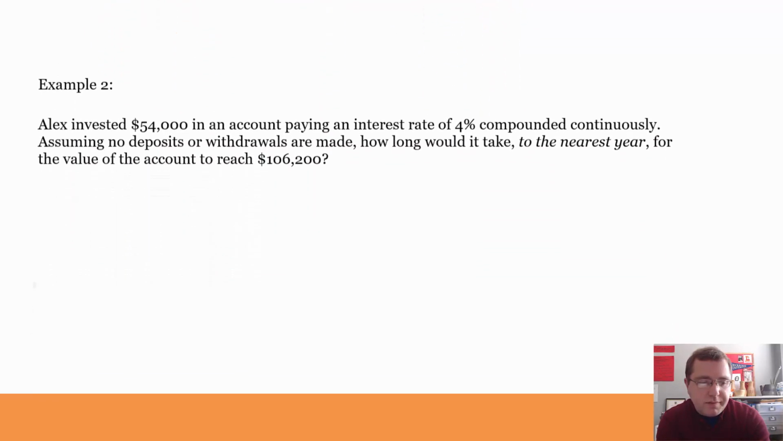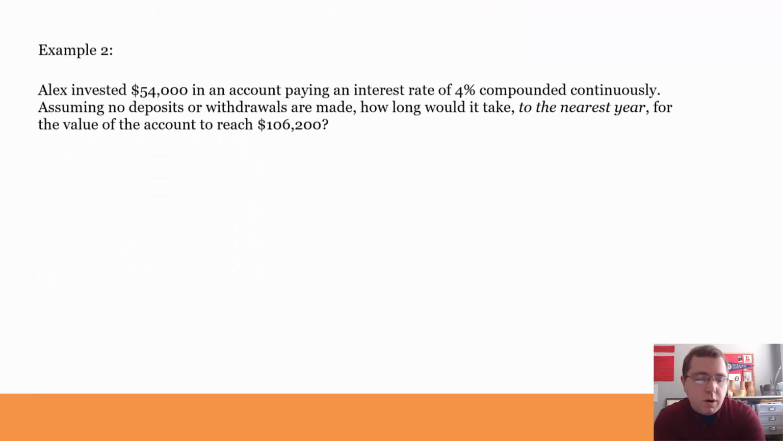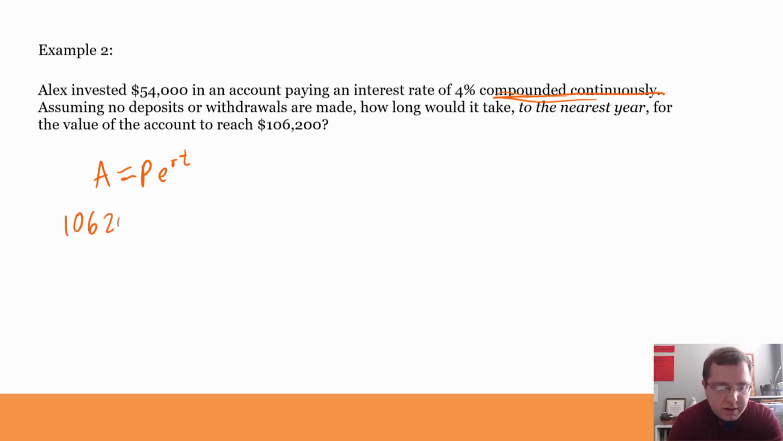How about example 2? Alex invested $54,000 in an account paying an interest rate of 4% compounded continuously, assuming no deposits or withdrawals are made, so he doesn't add any more money and he doesn't take any money out. How long would it take to the nearest year for the value of the account to reach $106,200? Compounding continuously is our signal to use that formula, A equals P e to the rt power. He's investing $54,000. Is that A or P? That would be P. And what is A? That's the amount he wants to end with, which is $106,200.